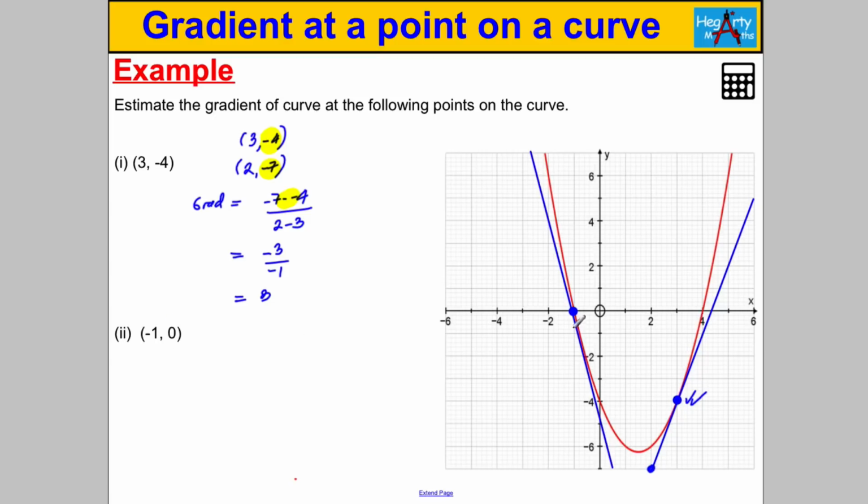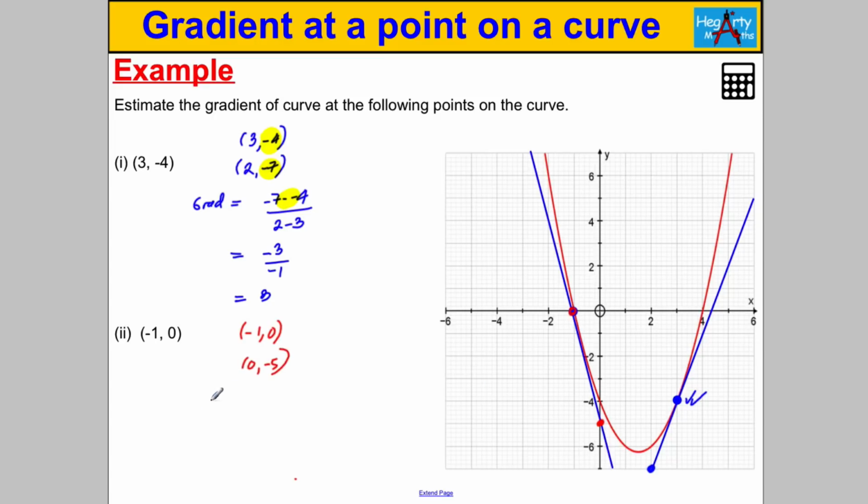What about this one over here? Do we have 2 good points? Well, this one's good enough. So this one's at -1, 0, as we know that's in the question, and this point here would be good. That would be at 0, -5.